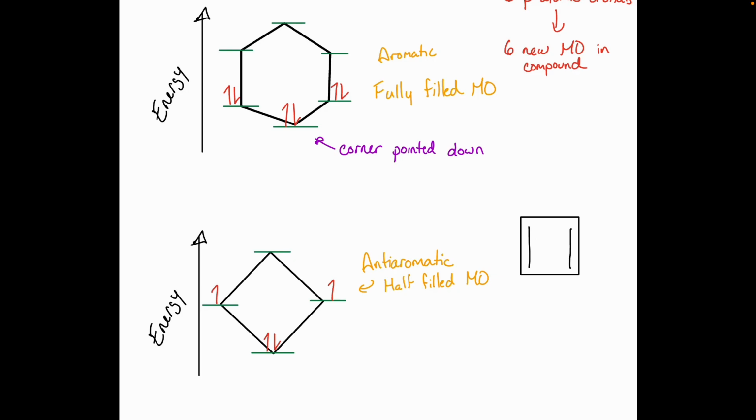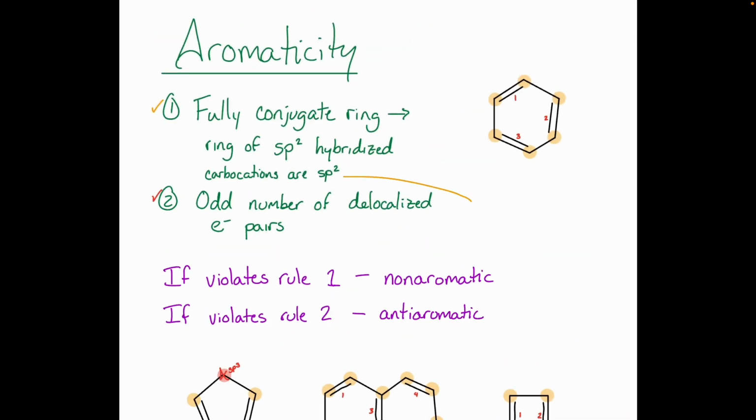All right, so this is a direct consequence of our rule that we laid out for aromaticity. This odd number of delocalized electron pairs is what yields those fully filled molecular orbitals. If you have an even number of electron pairs, that's when you get these half-filled orbitals, all right? So that's a direct consequence of the second rule that we laid out for aromaticity.